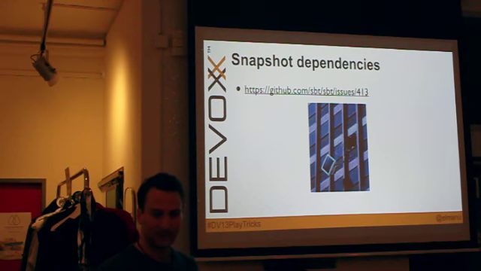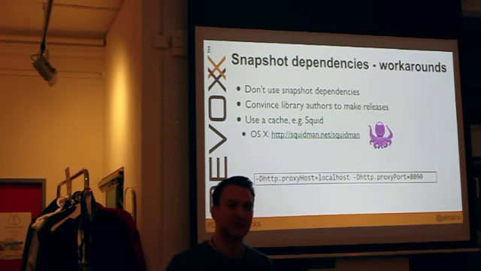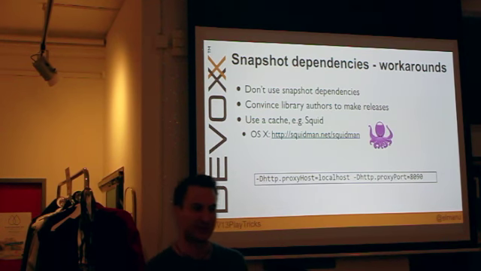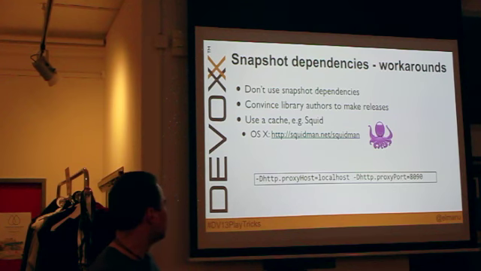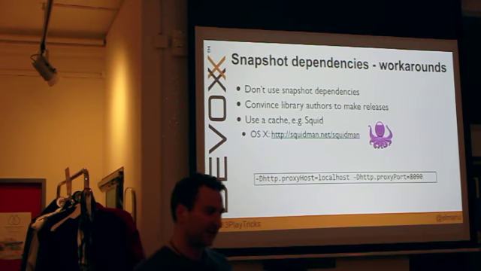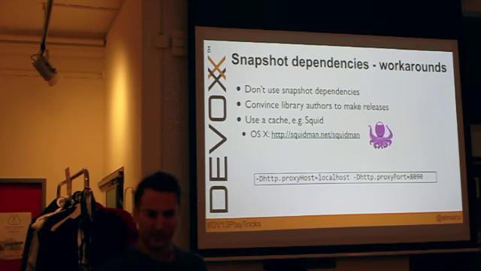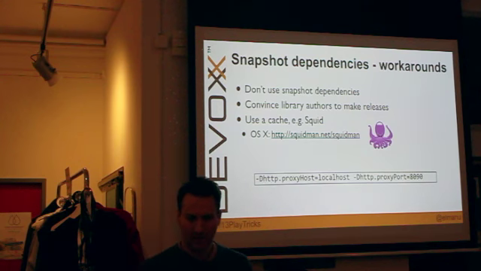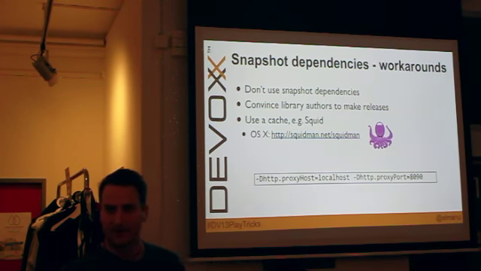So what can you do about it? Don't use snapshot dependencies. This is a bad idea anyway. Who wants to use snapshot dependencies? You don't want to be on the bleeding edge. You want to use the safe releases. Or maybe you want to get something in and convince the library authors to release it. I've done this a few times with the Salat plugin for MongoDB. But that won't always work.